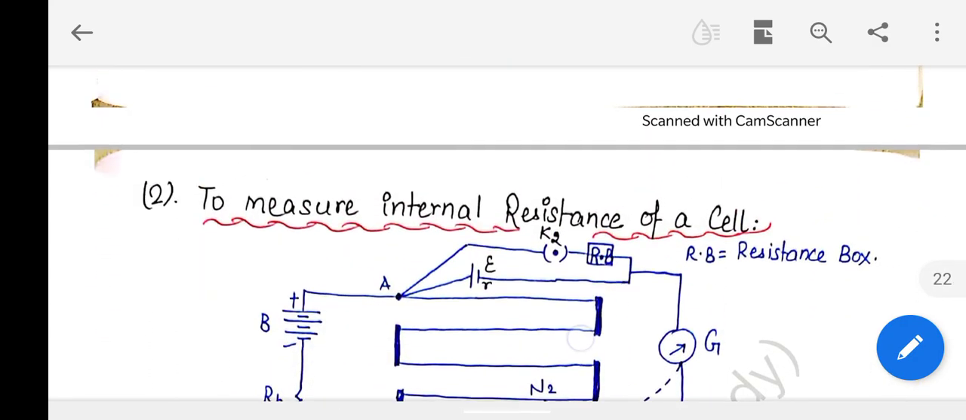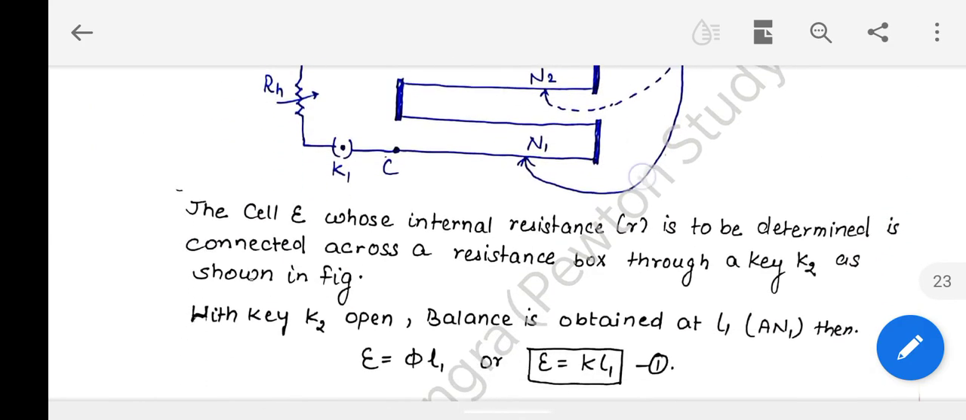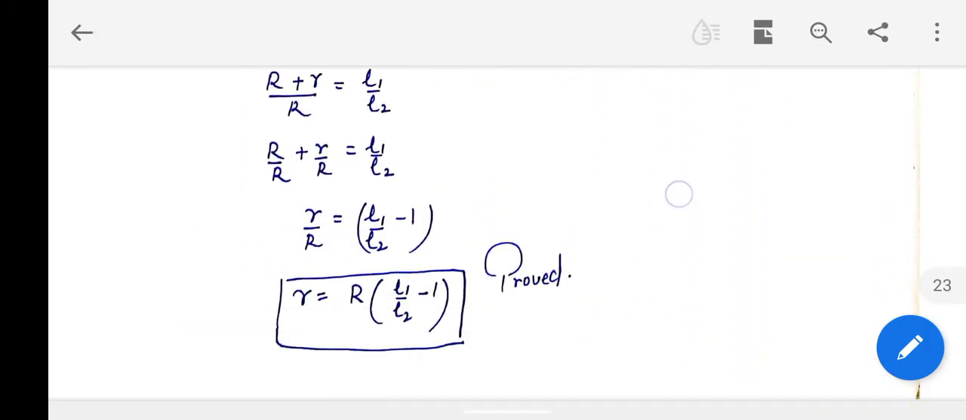It is also used to measure the internal resistance of a cell.